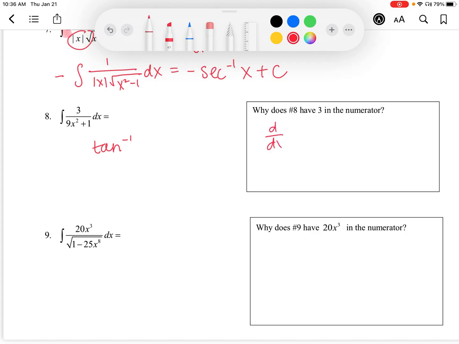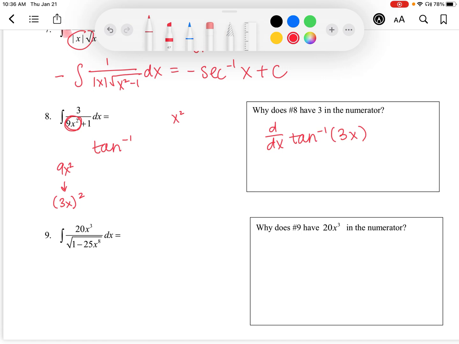So if we're talking about a derivative, let's look at our derivative of our inverse tangent. And right here, I've got a 9x squared. So normally it's just x squared. But now that I have a 9x squared, that means I'm really looking at 3x quantity squared. So let's think back to our derivatives. If I was taking the derivative of my inverse tangent that had a 3x inside of it, then that means that I would have to use the chain rule.